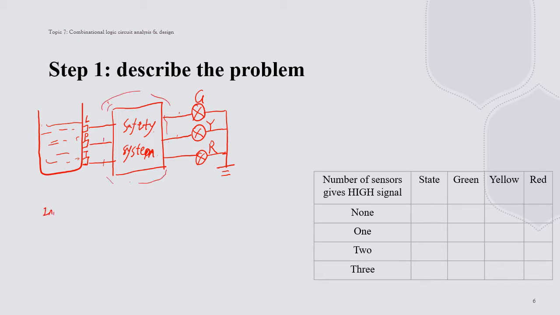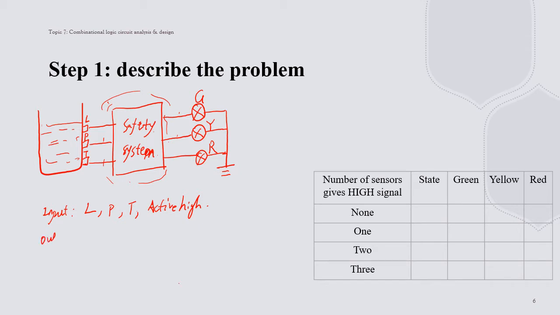Then we have to figure out what the input for this circuit is. It's very clear now, right? It's the output of the sensors L, P, and T, and they are active high. Basically, when the sensors detect a problem, they will give out active high. If nothing is wrong in the tank, it gives 0.